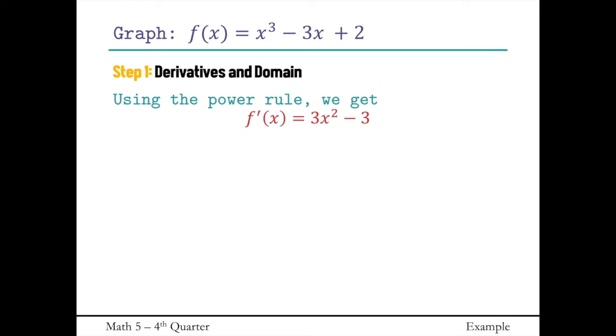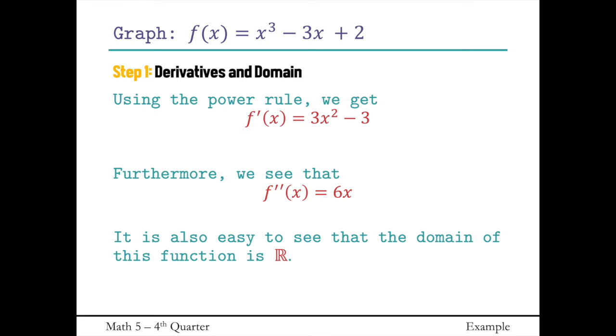Using the power rule, we can now get the first derivative, which is equal to 3x squared minus 3. Furthermore, if we take the second derivative, we see it to be equal to 6x. Clearly, the domain of the function f of x is the set of all real numbers.